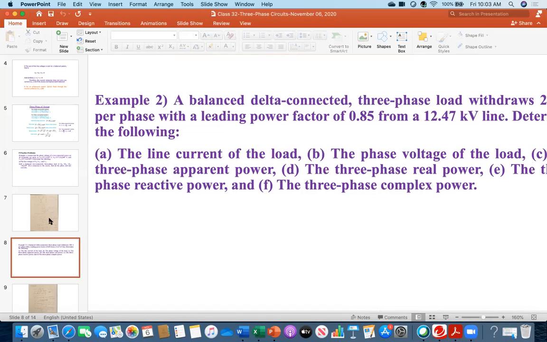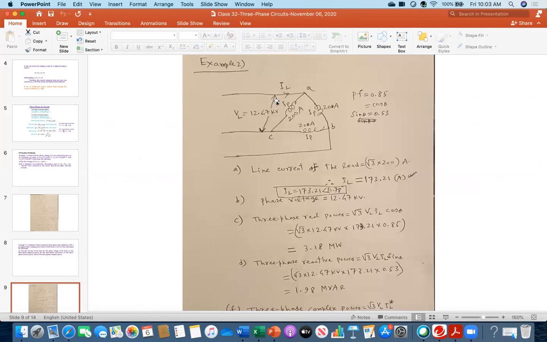So that's why, everybody see here, VL is 12.47 kV, and I am indicating line to line, between this line and this line. And I have written the power factor value, which is cos theta. From there I calculated sine theta: cos theta is this, then theta is cos inverse, and then find sine theta. I will be utilizing this sine theta later. Now, everybody see, what was the first question?